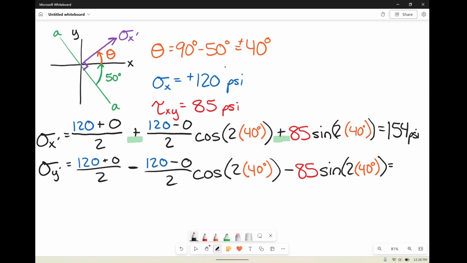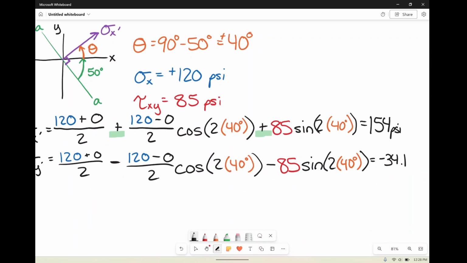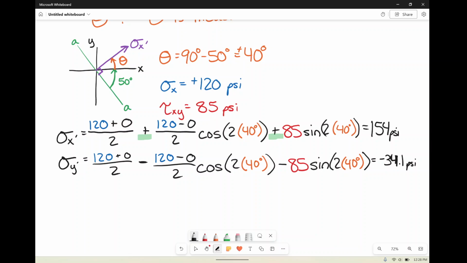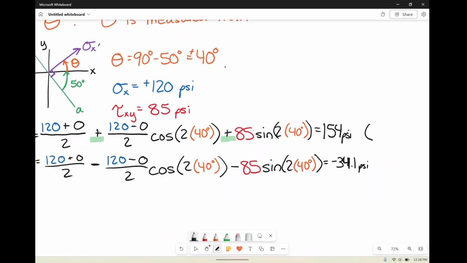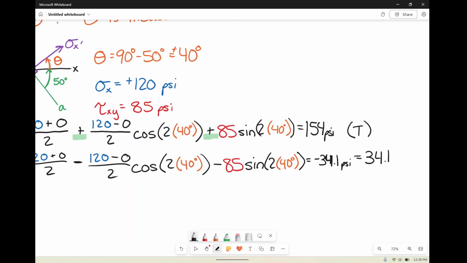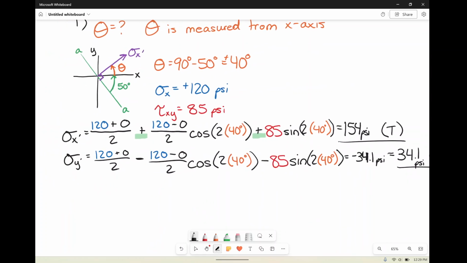And what we get for an answer this time is negative 34.1 psi. Okay, so negative. Usually we don't really talk about positives and negatives, especially when it comes to normal stresses. Remember that normal stresses are either going out, in what we call tension, or they're going in, which we call compression. So really that's 34.1 psi in compression. So usually we'll talk about it in terms of tension or compression.